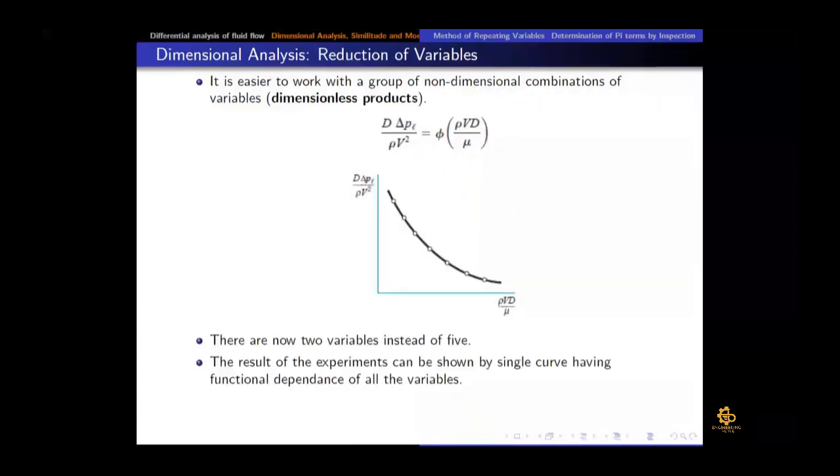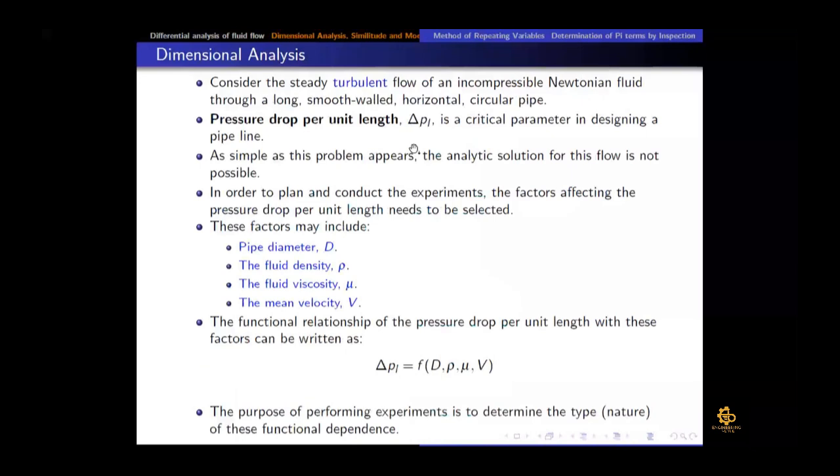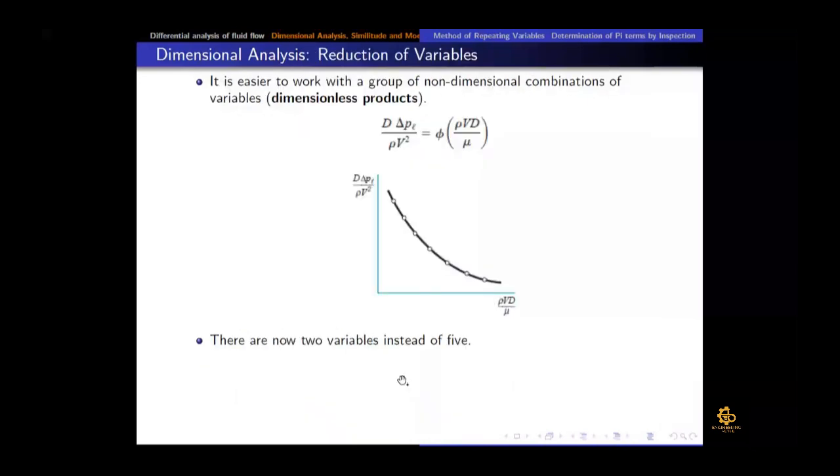The functional form which is written here, we make it non-dimensional, like this formula written here. And you can readily see that rho V D upon mu is the Reynolds number. Now delta P is also made non-dimensional by multiplication with diameter and division with rho V square. Now it is very easy. We need to conduct only the experiment of this quantity, which is non-dimensional pressure gradient with respect to Reynolds number. So the problem of conducting experiments is greatly simplified.